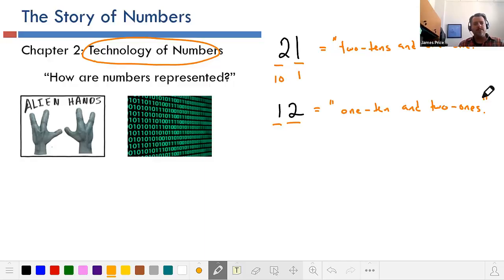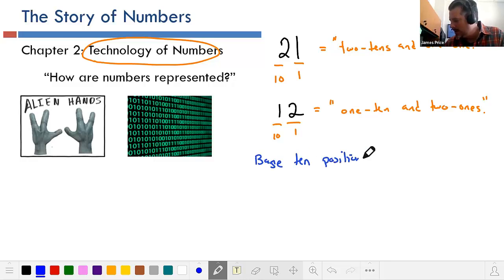Right? Completely different number. And at first, again, it's like, that's no big deal. I've been doing that my entire life. But now, think about why we use base 10, because the type of numeral system that we call this is a base 10 positional numeral system.